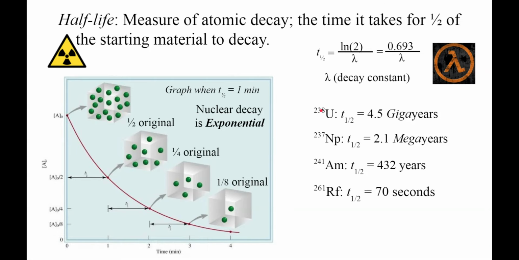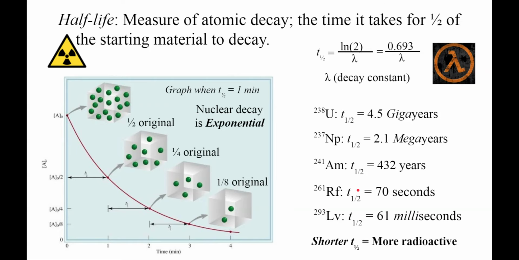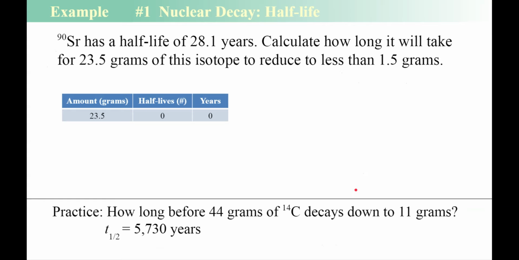So using half-life, the larger the value, the more stable it is. So uranium-238 can last 4.5 billion years before half of it decays, where something like Rutherfordium-261 only takes 70 seconds. So the shorter the half-life, the more radioactive and unstable that element is. So there's a couple problems we'll do with this. So first, we can work out how much will be left, or how long it will take for a certain amount of radioactive substance to decay.